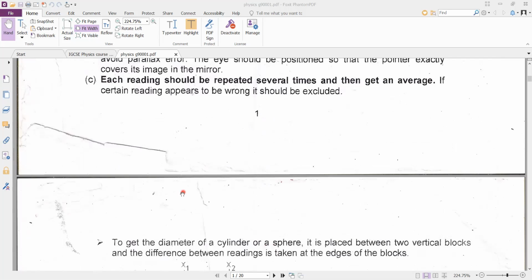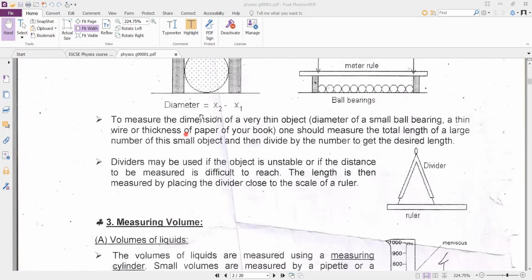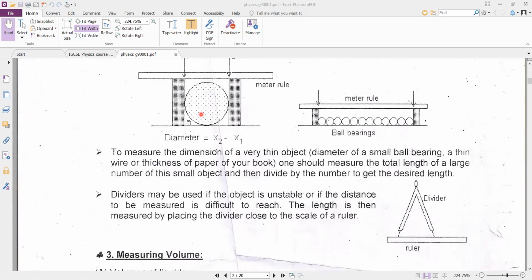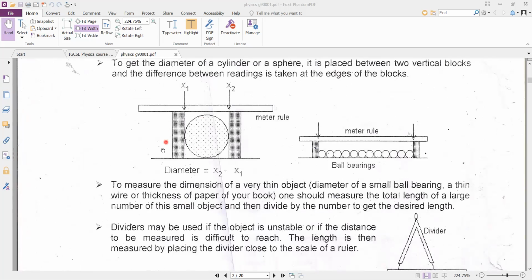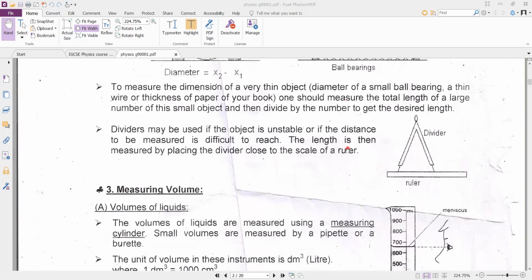We know that from last time. This is for the diameter. How to measure the diameter? Find the length before and the length after, and subtract to find the diameter. The same thing for a ball bearing: measure from the start to the end point, and the length is the second reading minus the first. So we find the length.